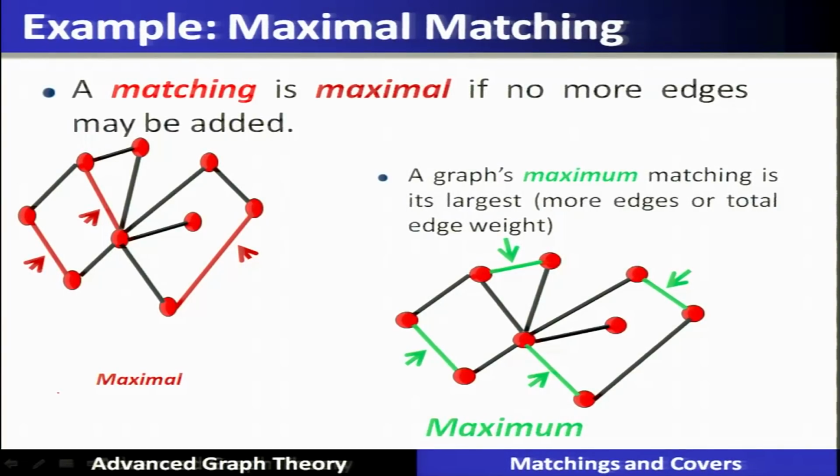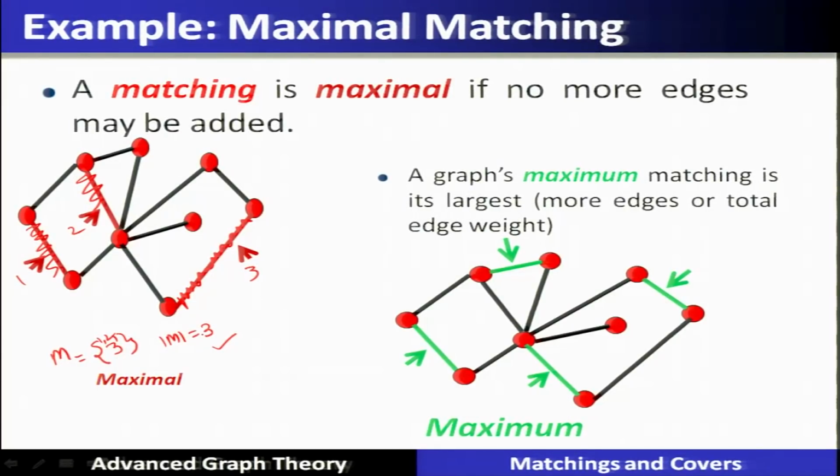So a matching is maximal if no more edges can be added. Take this particular graph. Here we have this edge, and this edge. So the matching will have 1, 2 and 3 edges. So 1, 2 and 3. So the size of this matching is 3.